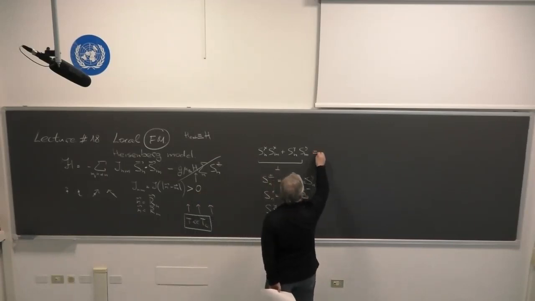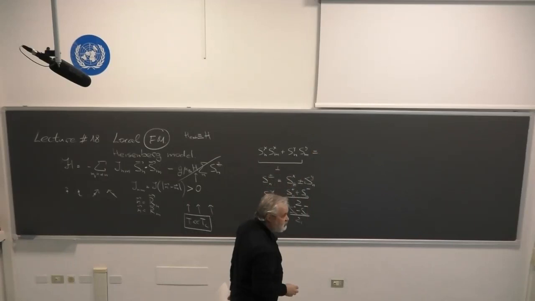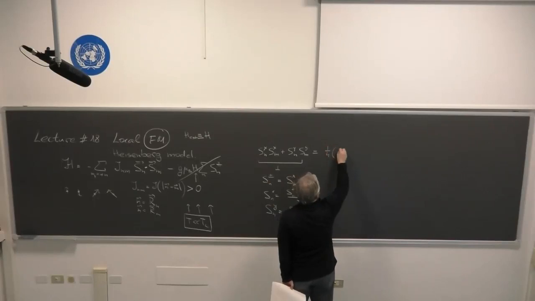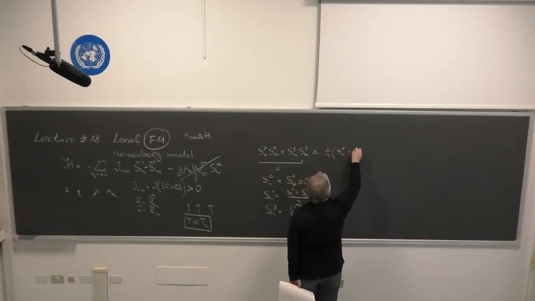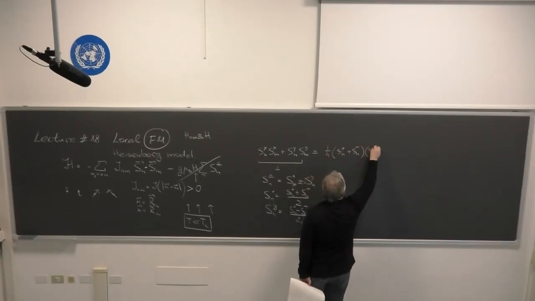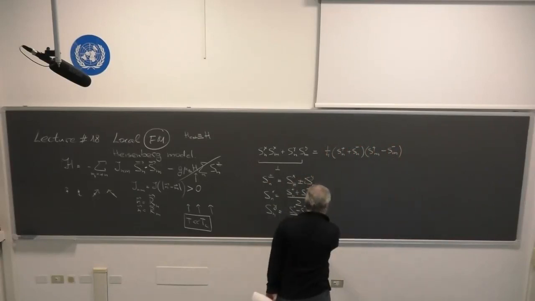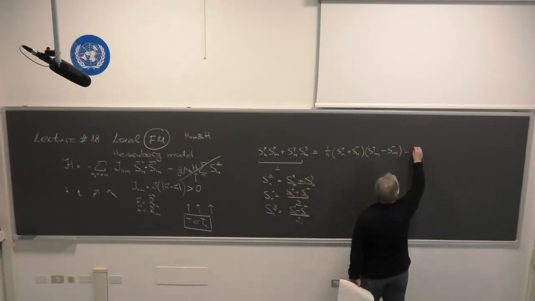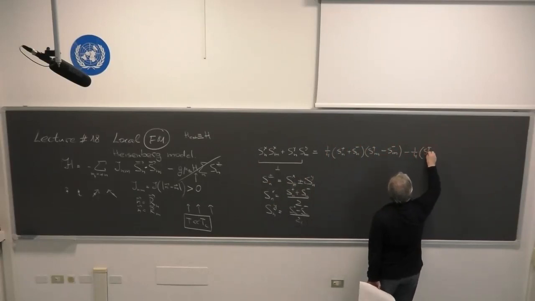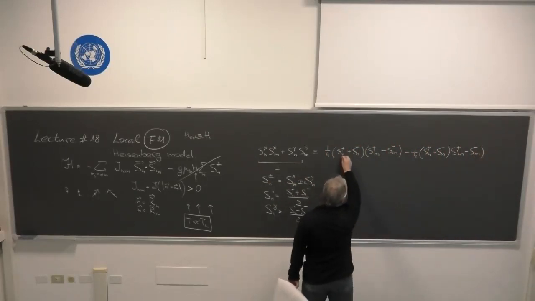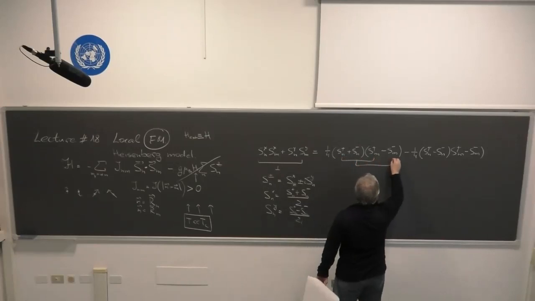If I plug it here, because I want to re-express the transverse part in terms of raising and lowering operators, I get 1/4 (S_n^+ + S_n^-)(S_n^+ - S_n^-). Then I have i squared, which gives me -1, minus 1/4 (S_n^+ S_n^+ - S_n^+ S_n^- ... S_n^- S_n^-).